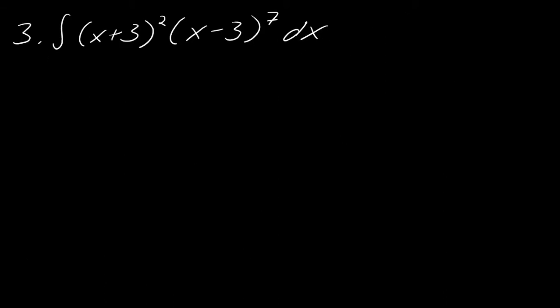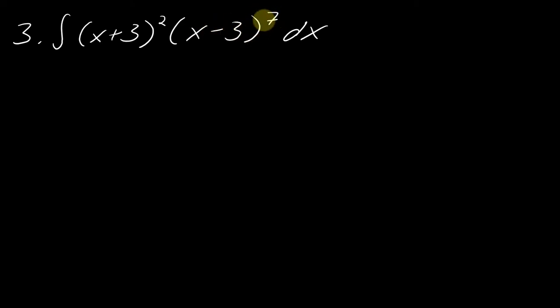Okay, so for number 3 here, I've got (x plus 3) squared times (x minus 3) to the 7th. This one's definitely going to be a little bit tricky, okay? So I don't want to multiply these out, first of all. I do want to use substitution, and what's leading me towards what to substitute is the nastier thing to have to actually multiply out.